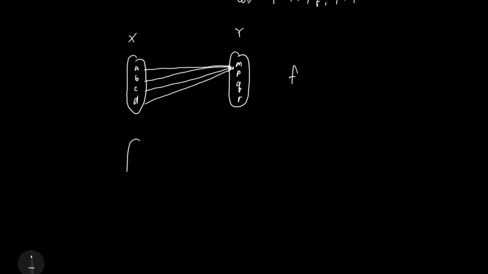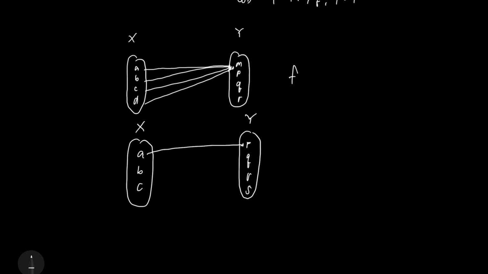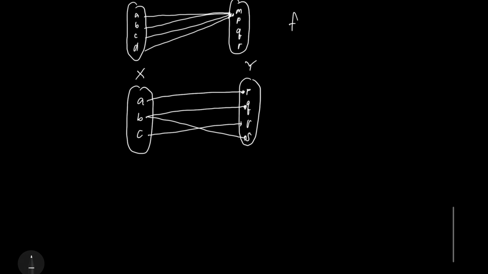Now, another example. This is set X. This is set Y. We have A, B, C. Then we have P, Q, R, S. A is associated to P. B is associated to Q. B is associated to S. And C is associated to R. Okay. Is this a function? That's right. This is not a function.